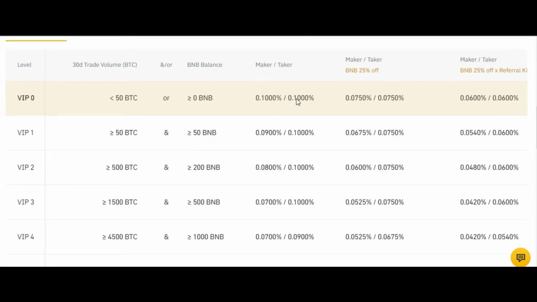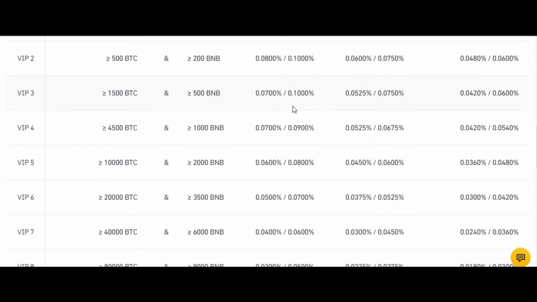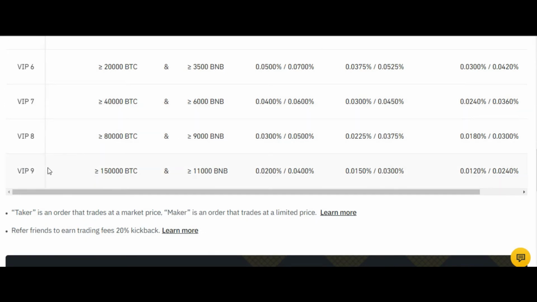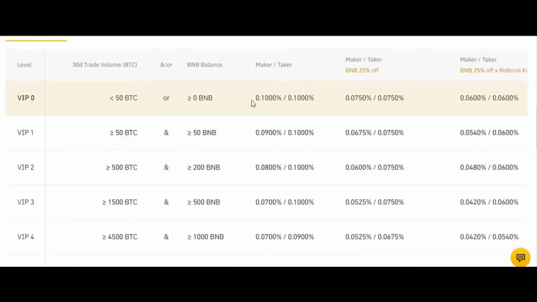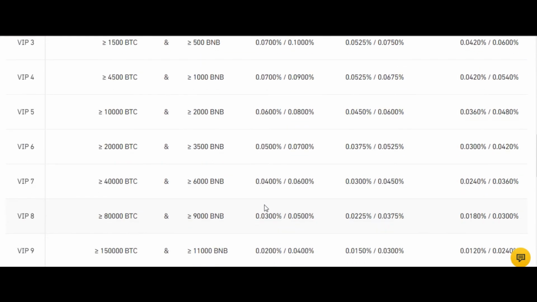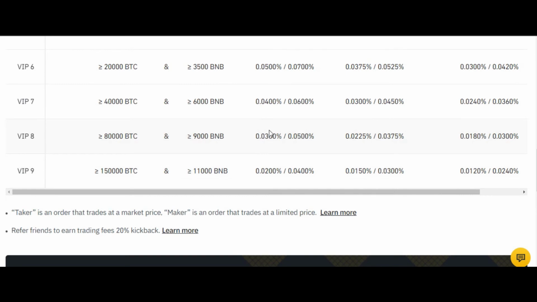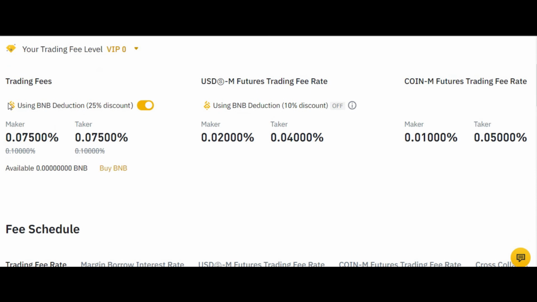Also, you can see down below there are up to 10 VIP levels. You can see VIP 0 making and taking trading fee percentages here. A maker is someone who puts a limit order, providing liquidity, and a taker is someone who puts a market order, taking liquidity, and it is 0.1% for both. For VIP 1, 2, 3 and so on downward, the making fee is less expensive. And if you use BNB to pay your trading fees, you will get a 25% discount.